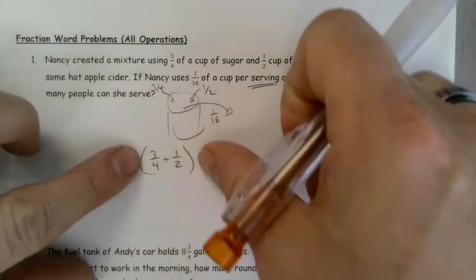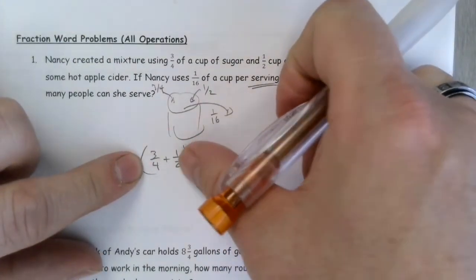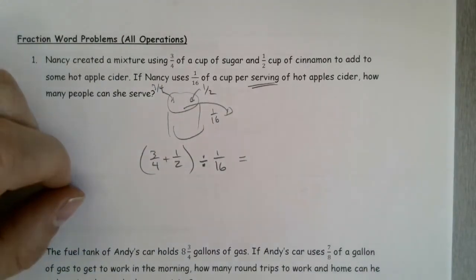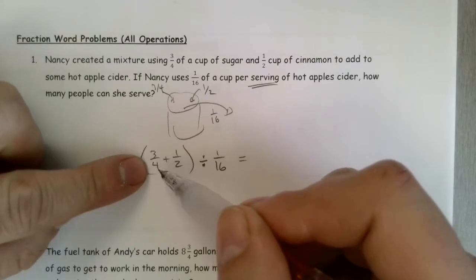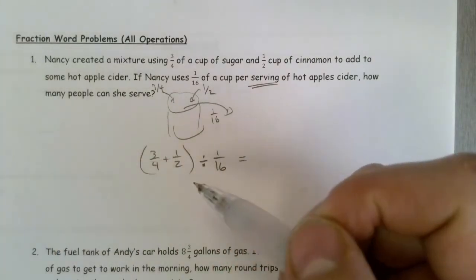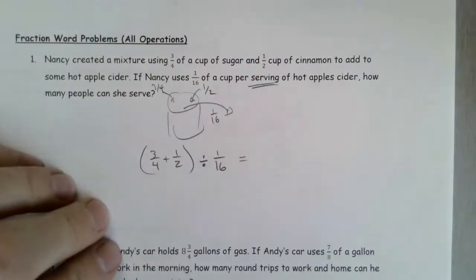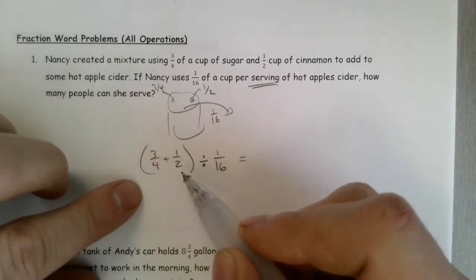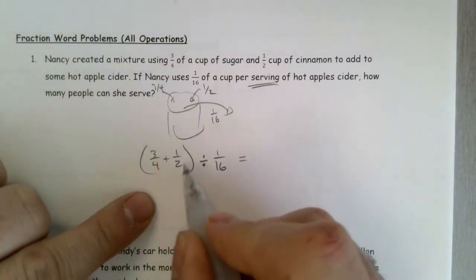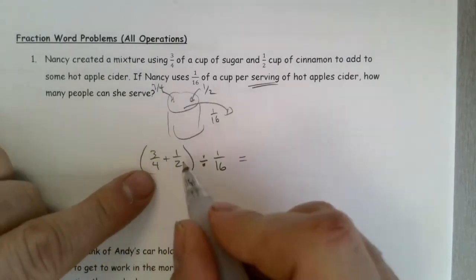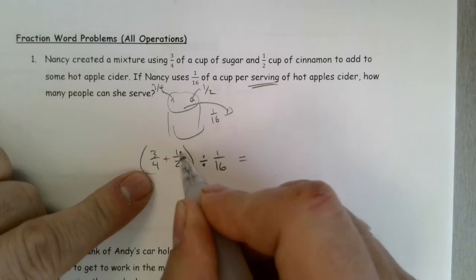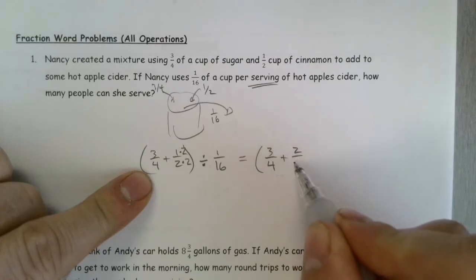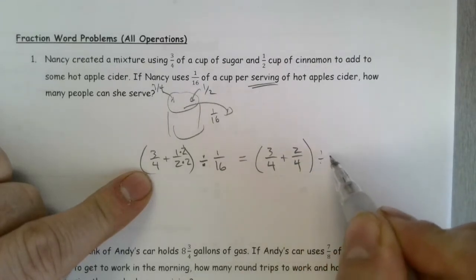Now, I have to do what's inside the parentheses first. I have to add those two fractions together. Adding requires a common denominator. This is 3/4 plus 1/2. It's not the same thing, right? I could even hear it when I describe those fractions. I'm not adding the same thing. 3/4 plus 1/2. Now, I can turn this into a fraction with the same denominator by multiplying the denominator here by 2 and multiplying the numerator by 2. So then I get 3/4 plus 2/4, divided by that 1/16.